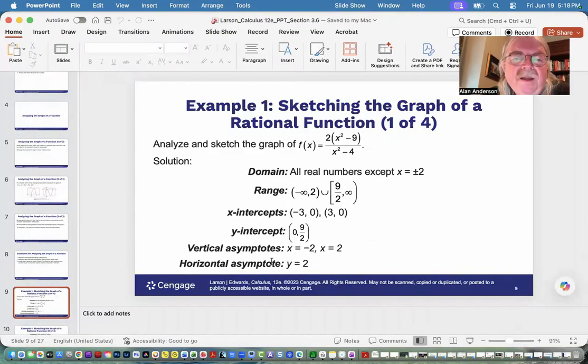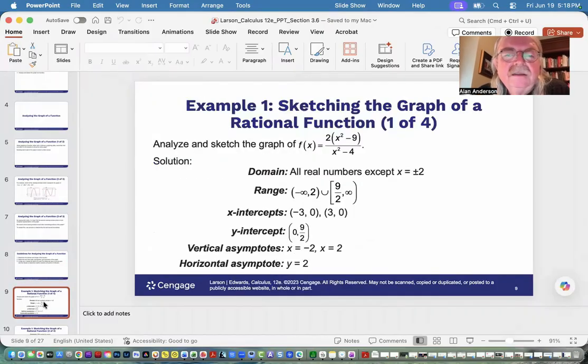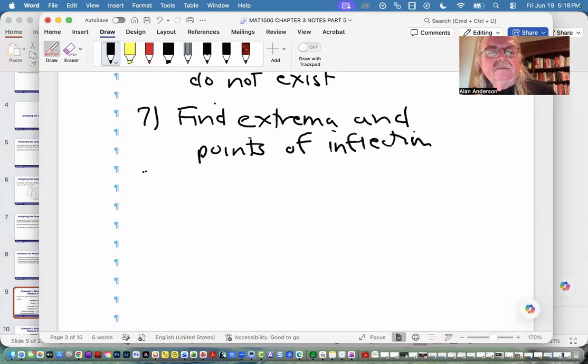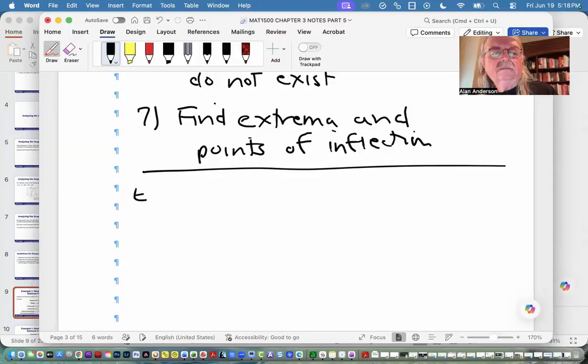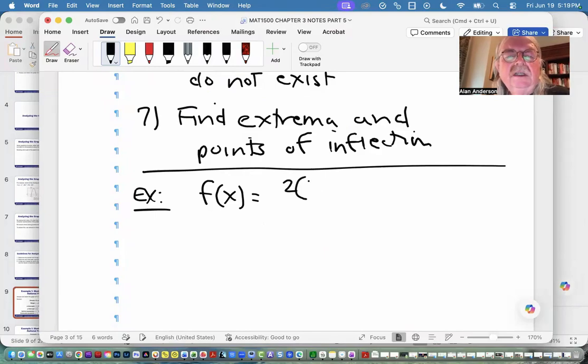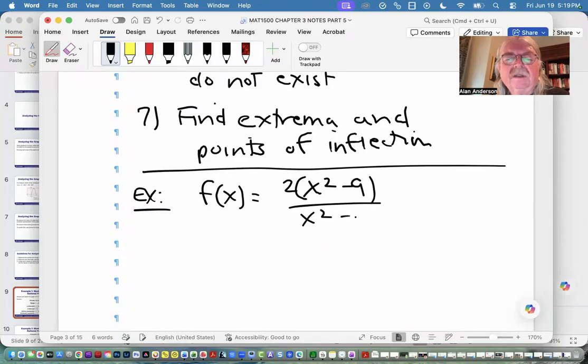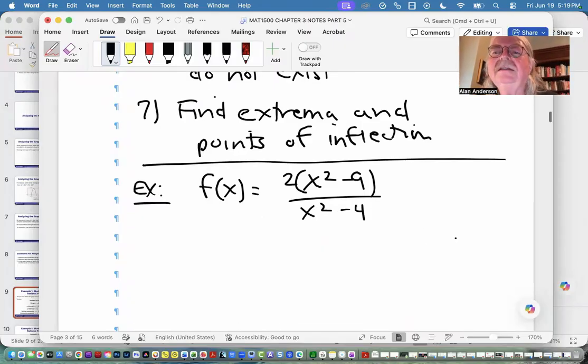Here we go. Now, look at this function. It looks pretty terrifying. 2x squared minus 9 over x squared minus 4. Now that looks like a nightmare. So let's cheat a little. Let's look at Symbolab first, just to see where this is going.